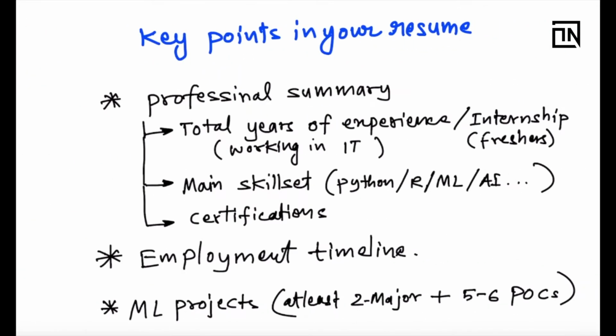So what key points must be present in your resume? There are three things which I give a lot of weightage. First one is the professional summary, the employment timeline, and the last one is the machine learning projects which you have to describe. So let's talk about the professional summary first. This is the top section. This is the first portion of your resume which is kind of summarizing your overall experience.